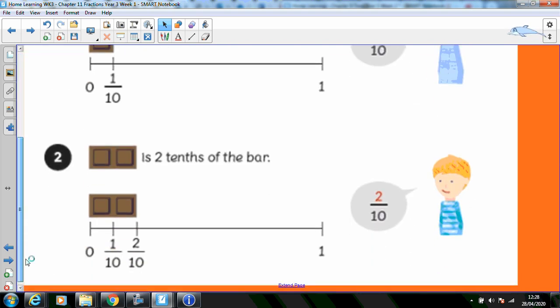Oh, here's Sam. He had 2 pieces. So that's 2/10 of the whole bar. And we can write that as 2/10. And if you drew a comparative bar or a number line, you might have seen it like this. 0, 1/10, 2/10.